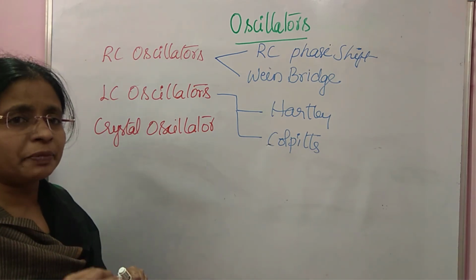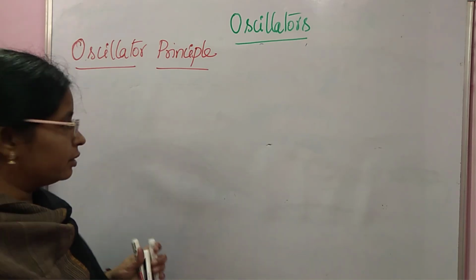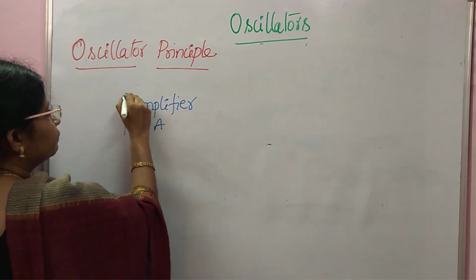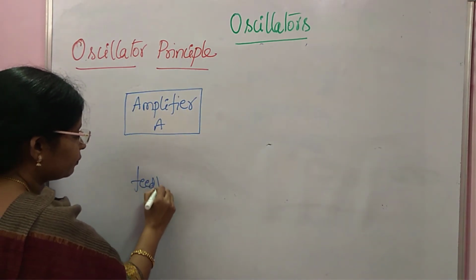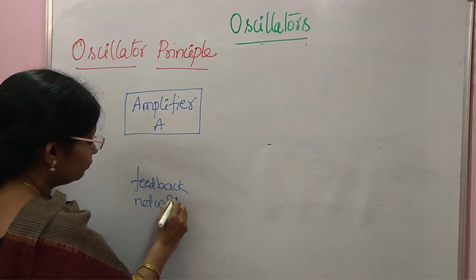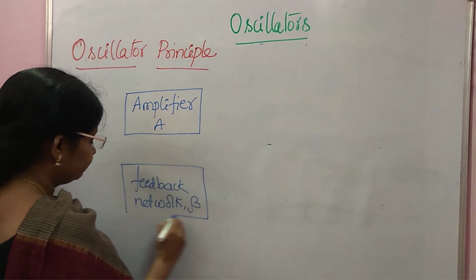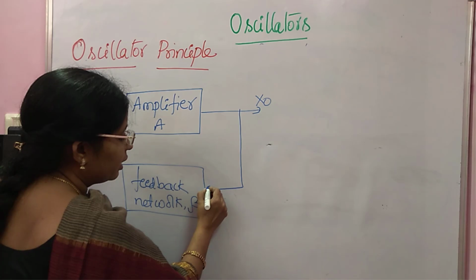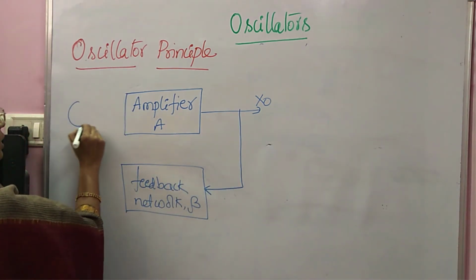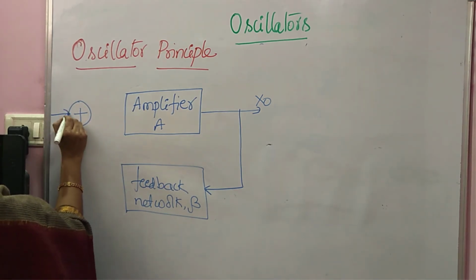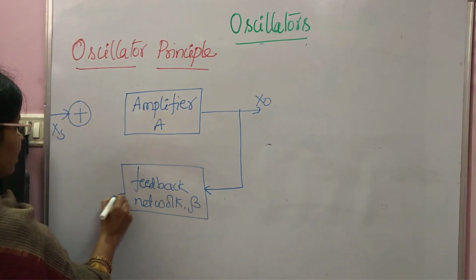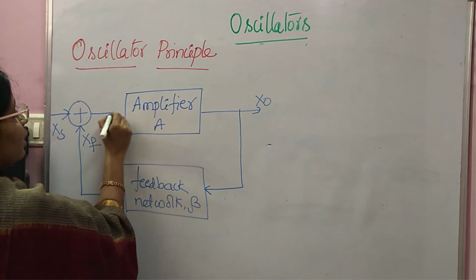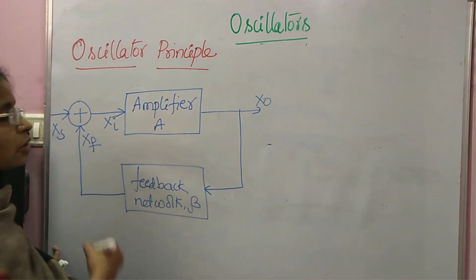Now we'll see the oscillator principle, or the concept of an oscillator. To explain it, we need a block diagram: amplifier A and the feedback network, which has the factor beta, and this is X0. Take it in a general way. This is given to the feedback network, and at the input side you have a summer or mixer. The input is X, and from the feedback network to this mixer, another input will go, that is XF, and the mixer will give a signal called XI.